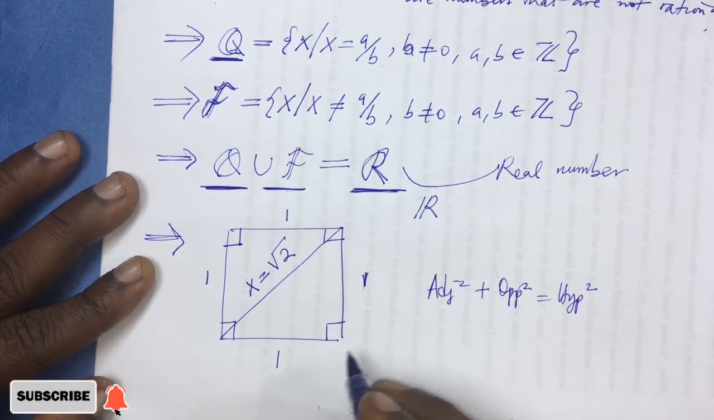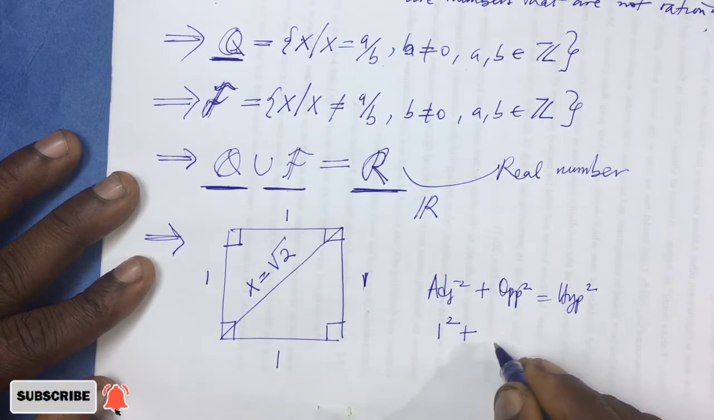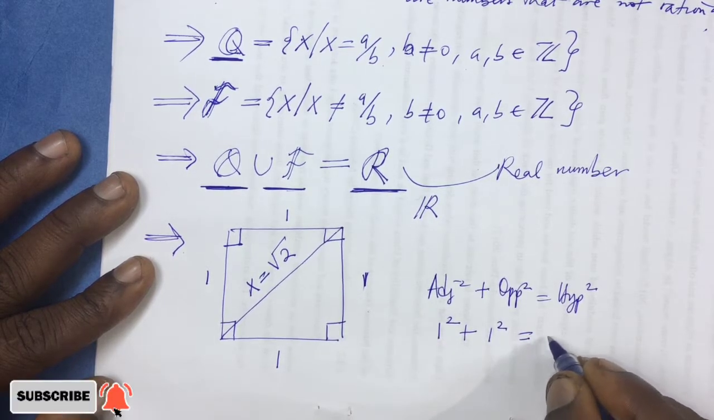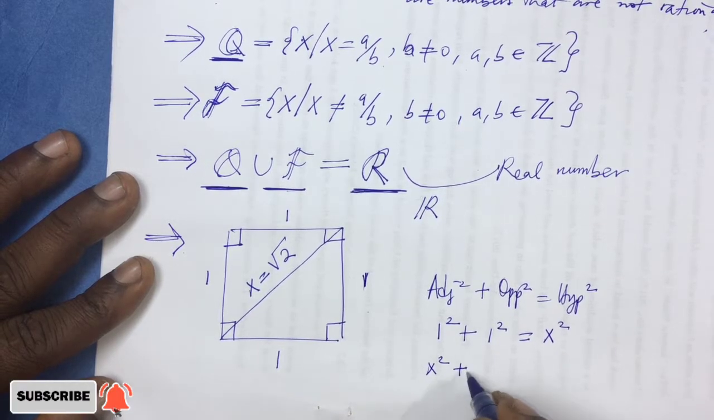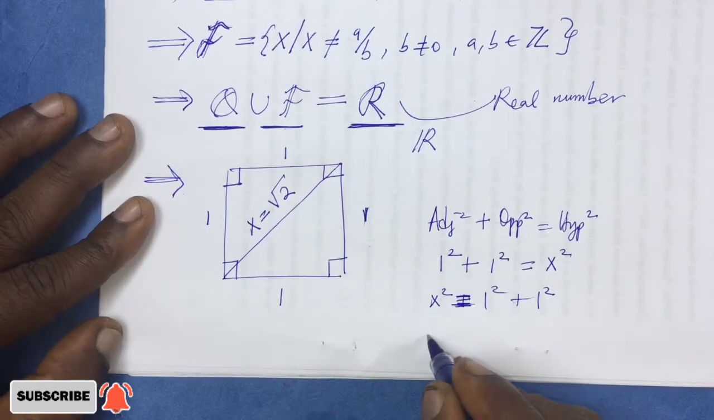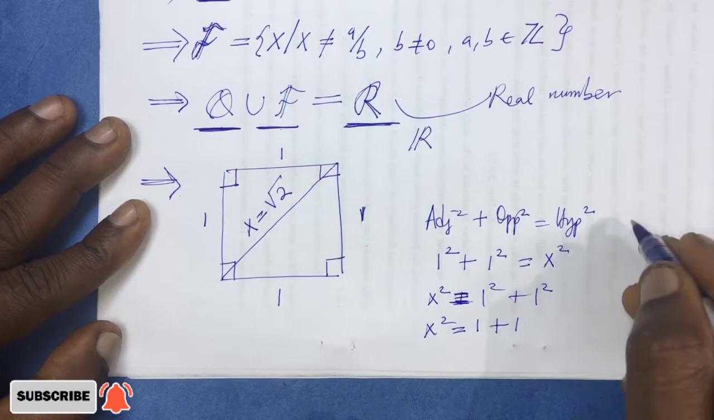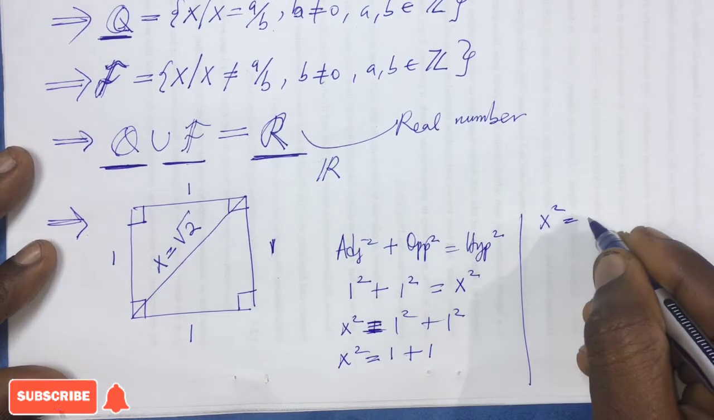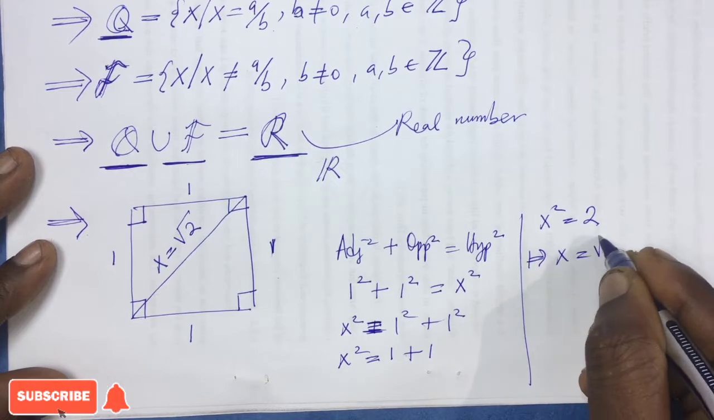Now, that means that 1 being the adjacent in this case, 1 squared, plus 1 squared, 1 being the opposite also, will be equal to x all squared. It means that x squared is equal to 1 squared plus 1 squared, and that gives you x squared equals 1 plus 1, which is 2, implying when you take the square root that x is equal to the square root of 2.